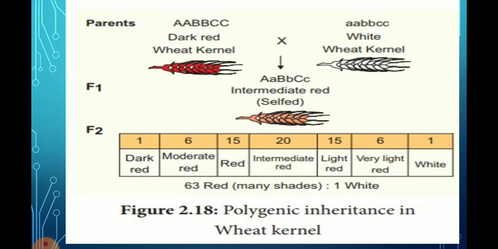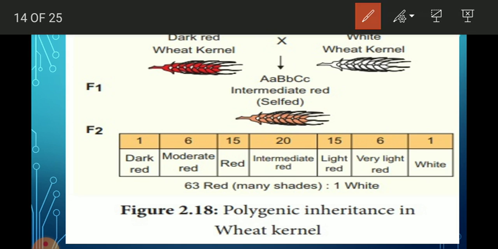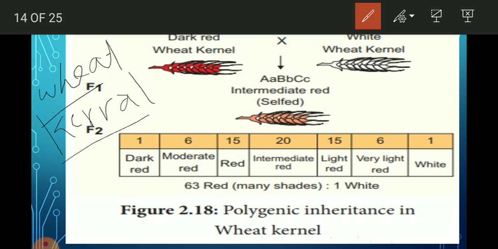Now I'll take an example: the wheat kernel color. Kernel means the seed color. So here we have the wheat kernel color. That is the example.